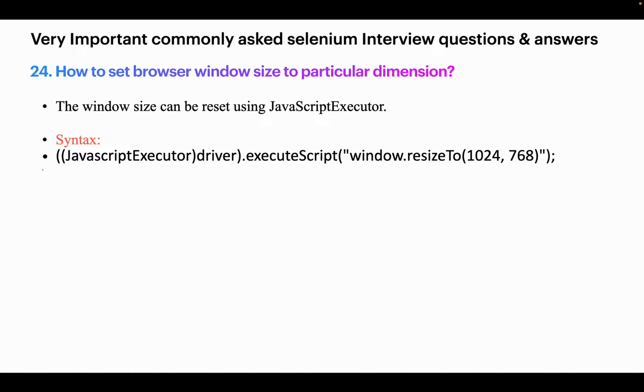How to set the browser window size to a particular dimension? Okay, the particular window size can be achieved using JavaScript executor also. Using the window.resize concept we can launch the browser to a particular dimension. Also this can be achieved using Chrome options as well. I think our second question was related to Chrome options. Using JavaScript executor also we can achieve this test scenario.